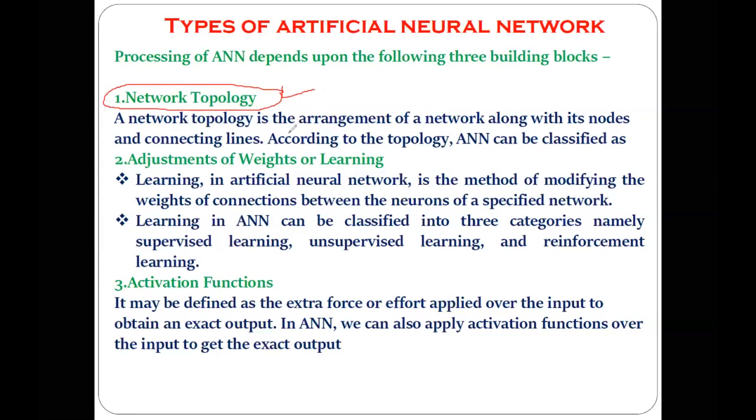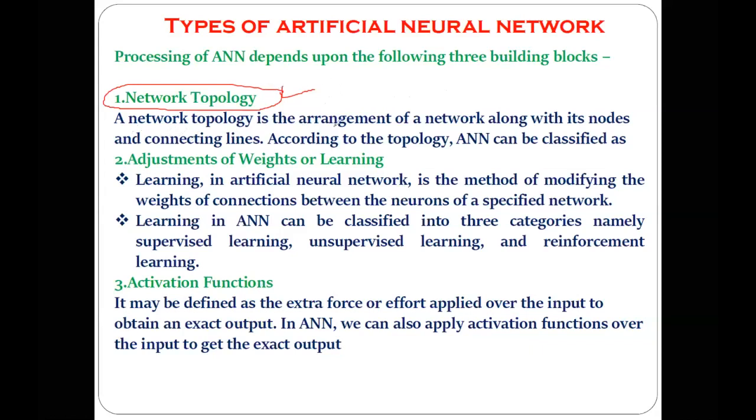In a computer network, it is the arrangement of computers. Exactly, the arrangement of nodes of the computers. Then in an artificial neural network, what do you mean by the network topology? Same. Instead of computers, we are going to do the proper arrangement of the neurons, the artificial neurons, and that is considered as a network topology.